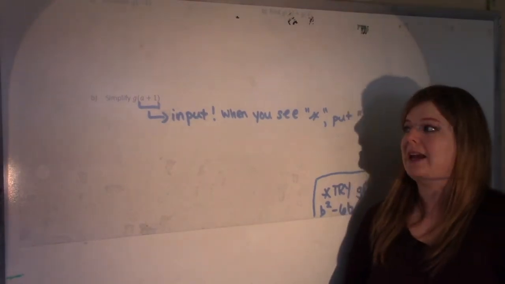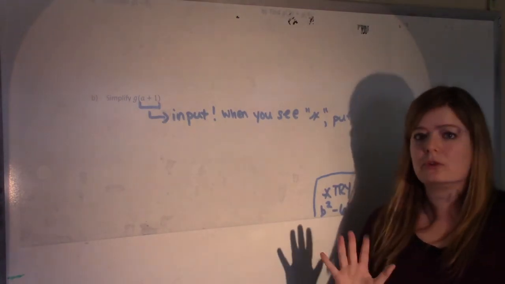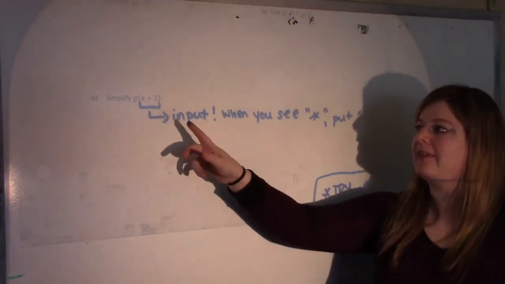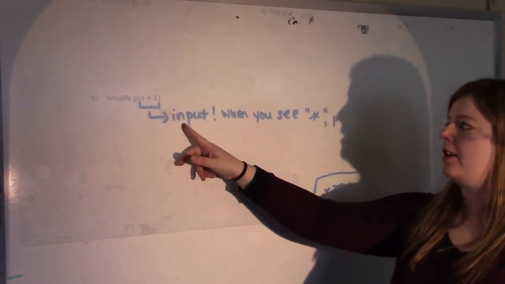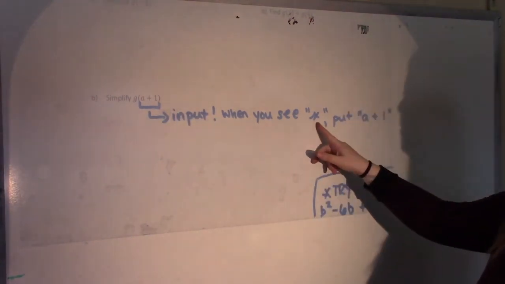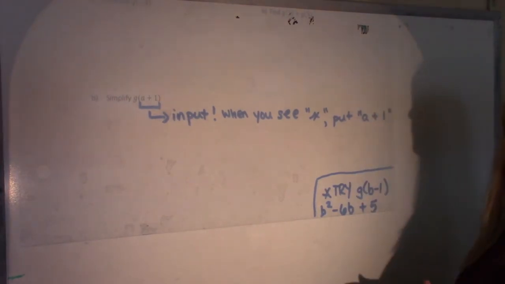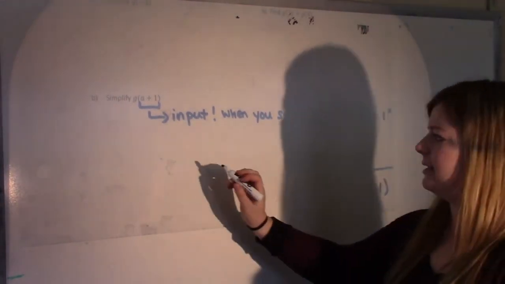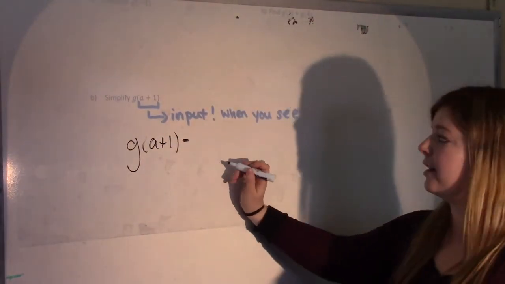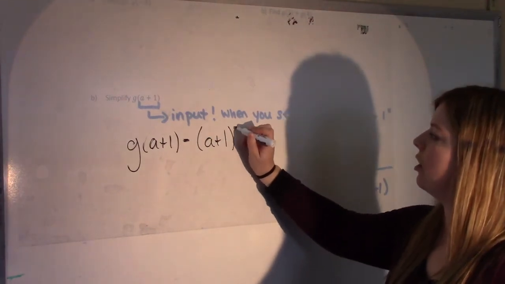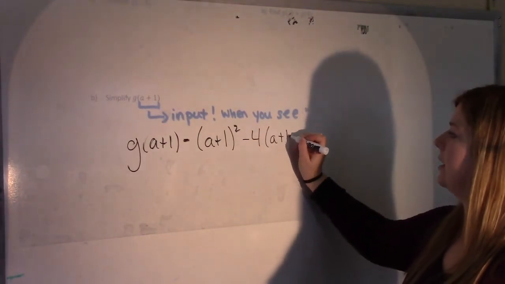Now, this is something different because we have a variable and a number in the input line. So don't let that freak you out. All this means is that this is now the input into the function. So we're going to find the function at a plus 1. So that means instead of where you see an x, you're going to be writing an a plus 1 instead. So the function is g at a plus 1. So we have x squared, so we're going to put a plus 1 all squared instead. And then minus 4, and instead of x, we put a plus 1.